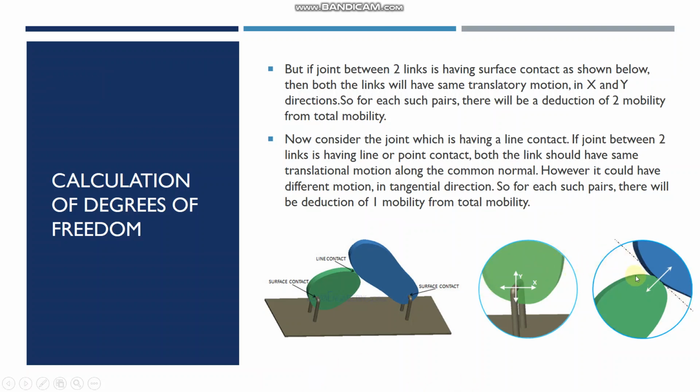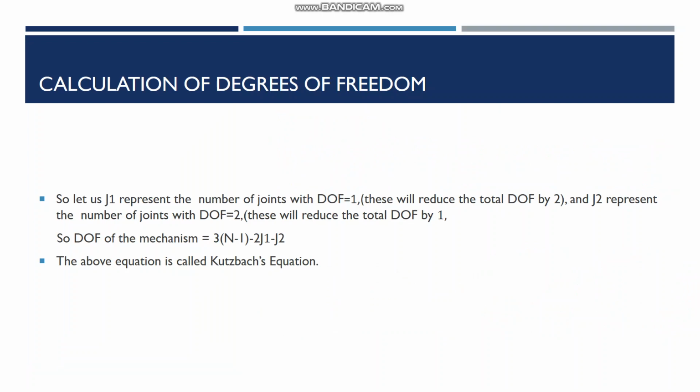But when we have a line contact, a higher pair joint, then these two bodies will have the same motion in the normal direction, but they could have different motion in the tangential direction. So whenever we have a higher pair, then our degree of freedom is only reduced by 1. Now let us derive the formula. So let J1 represent the number of joints with degree of freedom equal to 1. These are all the lower pair joints. And J2 represents the number of joints with degree of freedom equal to 2. These are higher pair joints.